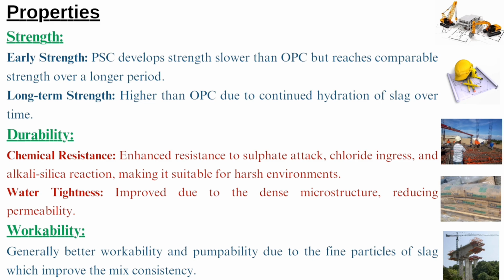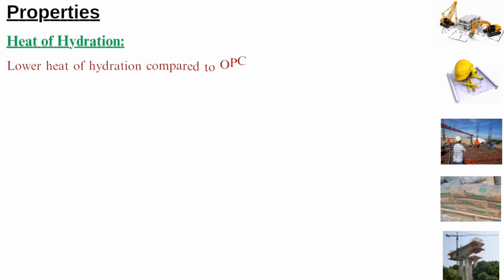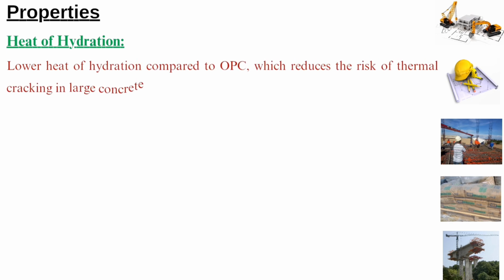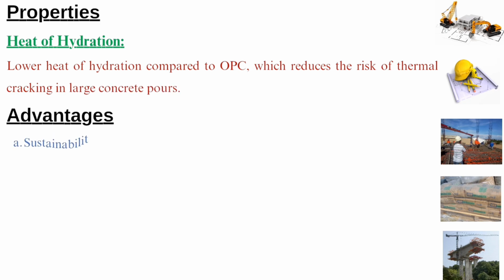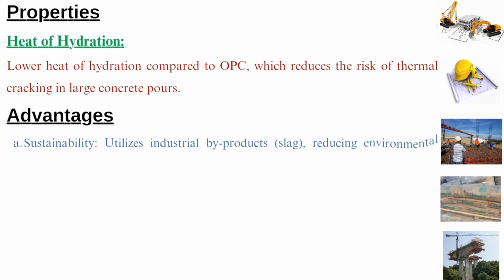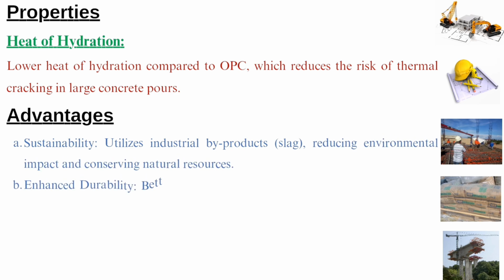Heat of hydration. Lower heat of hydration as compared to OPC, which reduces the risk of thermal cracking in large concrete pours. What are the advantages of Portland slag cement? Sustainability. It utilizes industrial byproducts, that is slag, reducing environmental impact and conserving natural resources. Enhanced durability. It has better resistance to environmental and chemical attacks, leading to longer lasting structures.